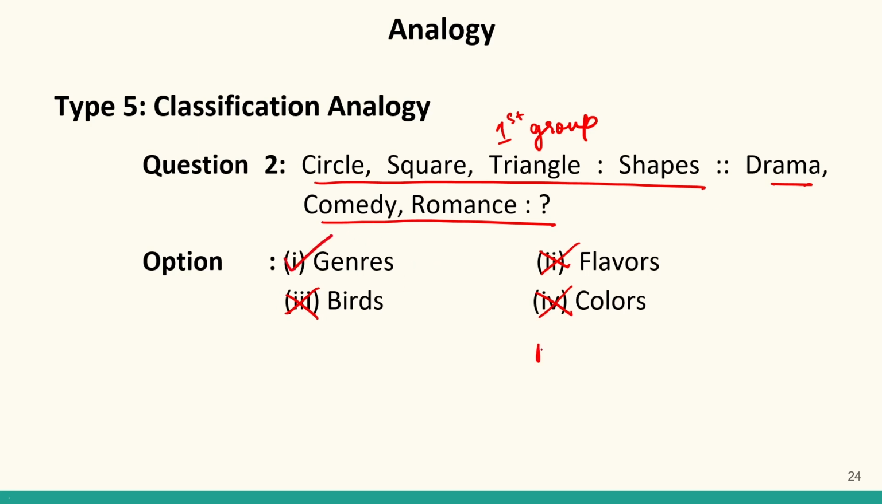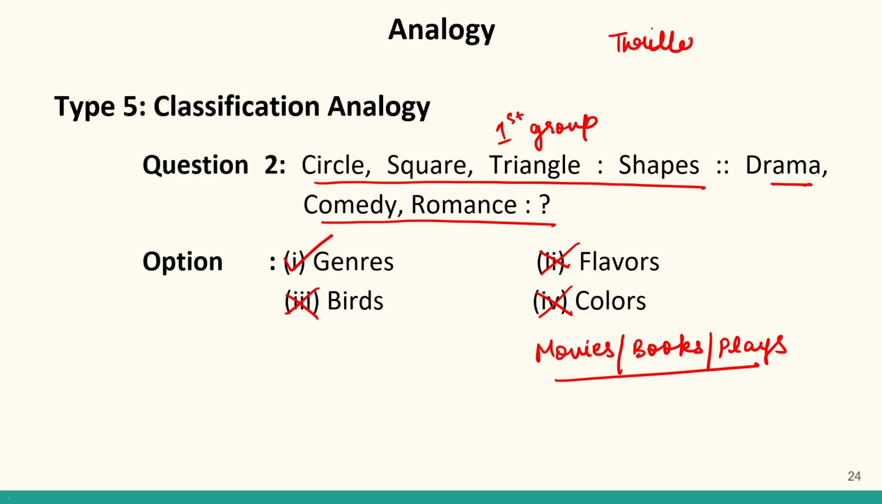It could be about movies, it could be about books, it could be about plays, right? But we have thriller movies, we have thriller books, and we have thriller plays as well. But what are these? Drama, comedy, romance, these are all types of genres, right? What are the other types of genres? We can have thrillers, we can have horrors, all these are types of genres.